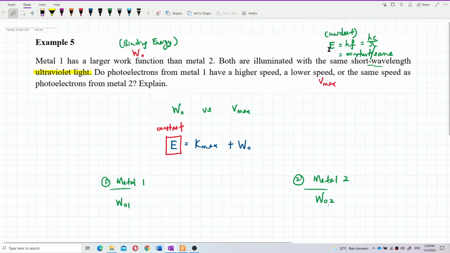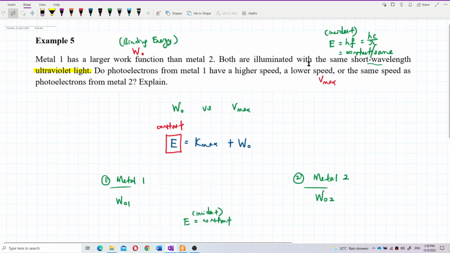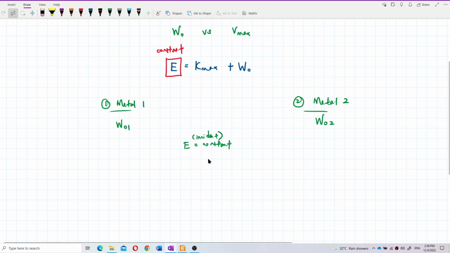The energy of photon is the same wavelength, means constant. The E is constant. The energy of incident photon is constant for both. It's the same for both. What differs is just the Vmax, Kmax. So they have different Kmax. This one Kmax 1, this one Kmax 2.